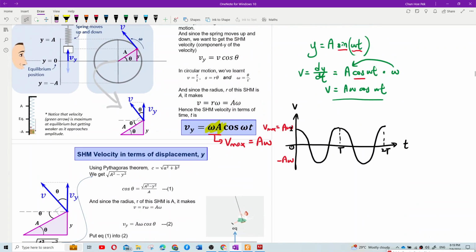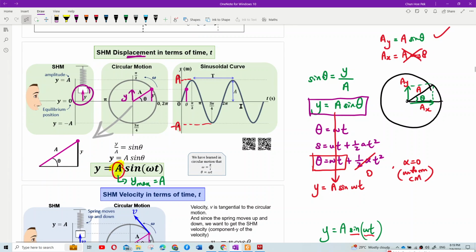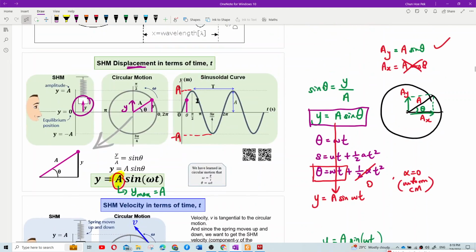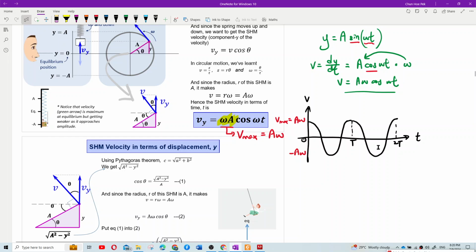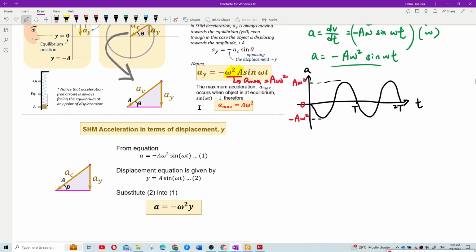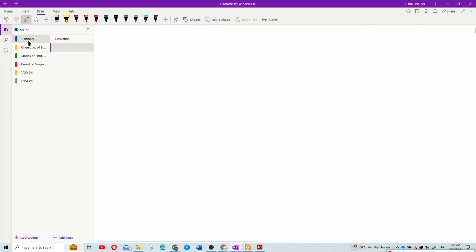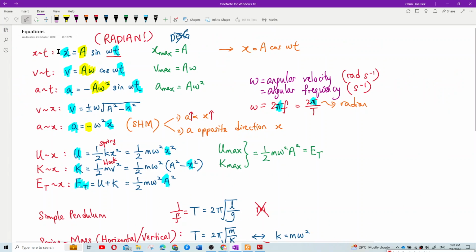For the velocity graph the maximum is A omega, it is a cos graph because the equation is cos. And for the displacement graph it is a sine graph and the maximum is the amplitude A. Sine graph, cos graph, negative sine graph. Actually last time I taught all this already. Maximum, A omega square.